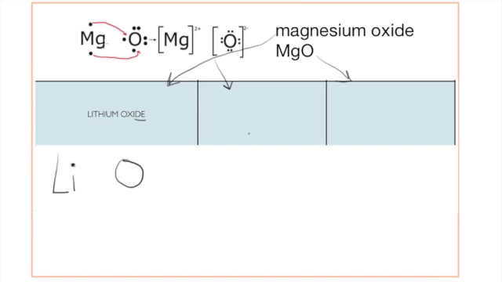Now, in order to do the Lewis dots, you know that lithium is group 1, so it has 1 dot. Oxygen is group 6, so it has 6.